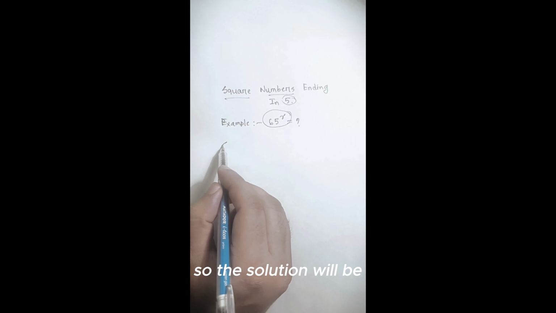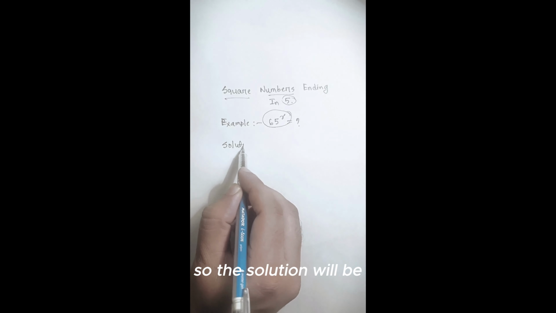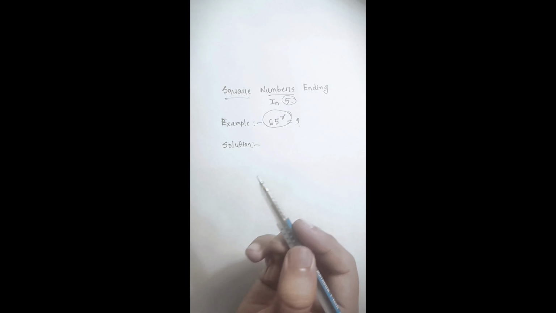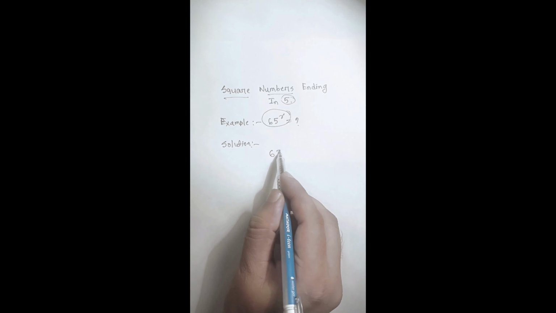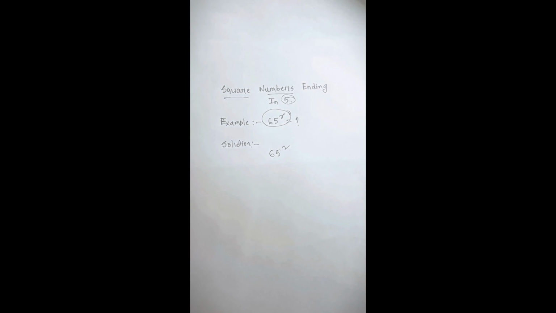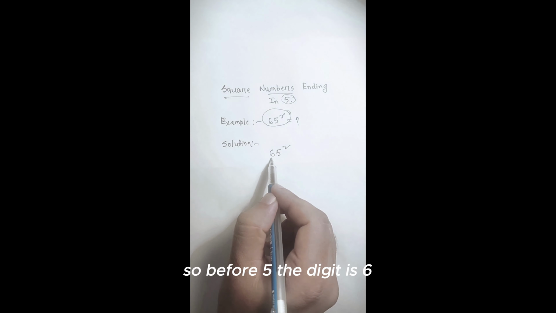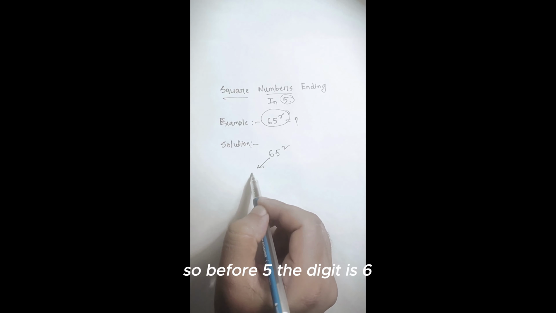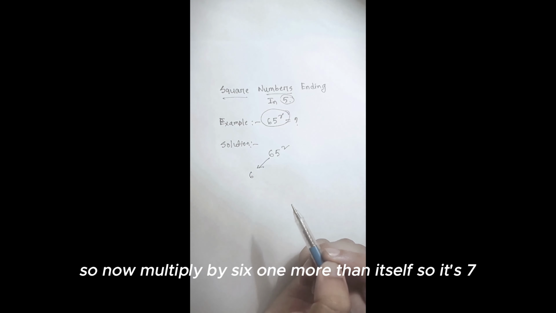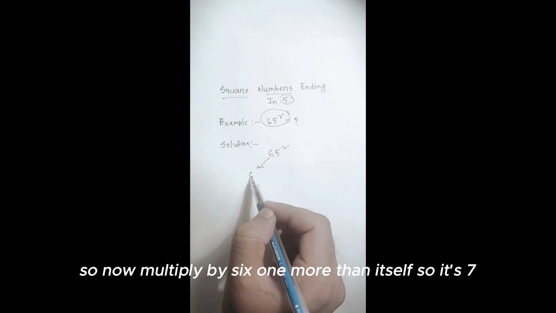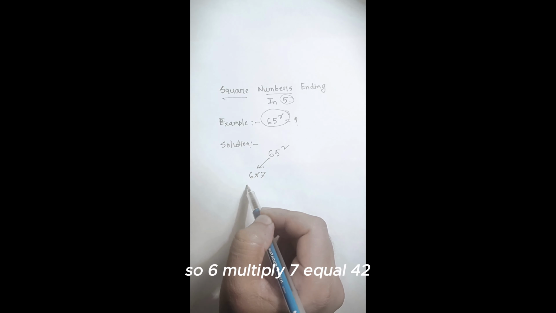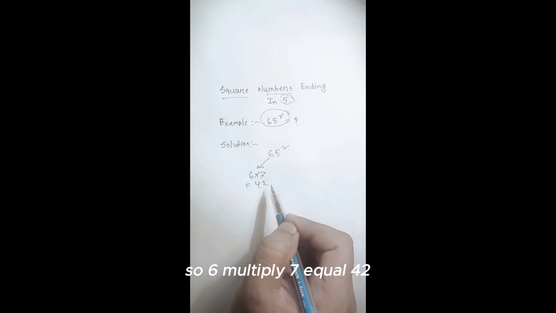So, the solution will be: take this number, 65 whole square. So take the digit before 5. So before 5 the digit is 6. Now multiply by 6 one more than itself. So it's 7. So 6 multiply 7 equal 42.